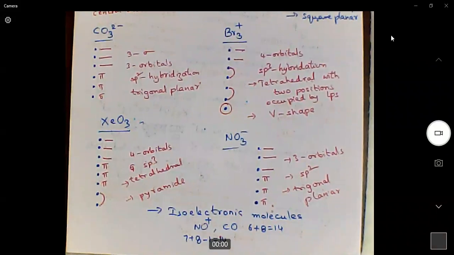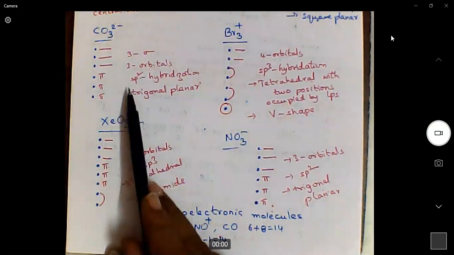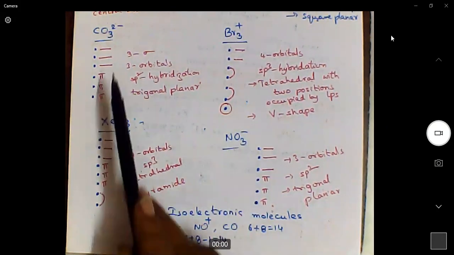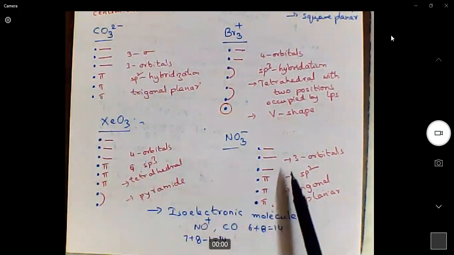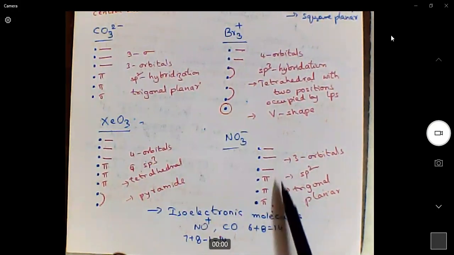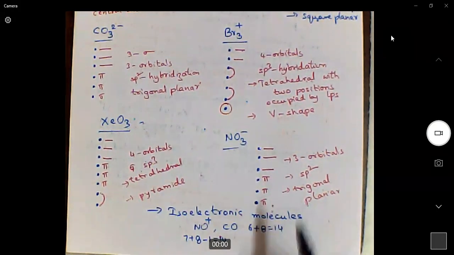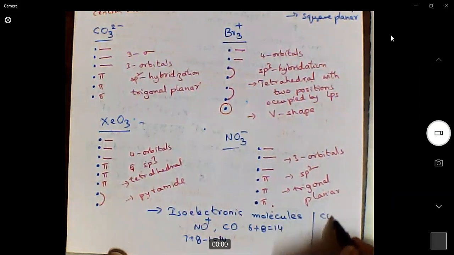Now another way is if valency electrons are the same. Consider carbonate ion and NO3 minus. Carbonate ion has 3 sigma bonds and 3 pi bonds. NO3 minus also has 3 sigma bonds and 3 pi bonds. So NO3 minus and carbonate both are isoelectronic species.